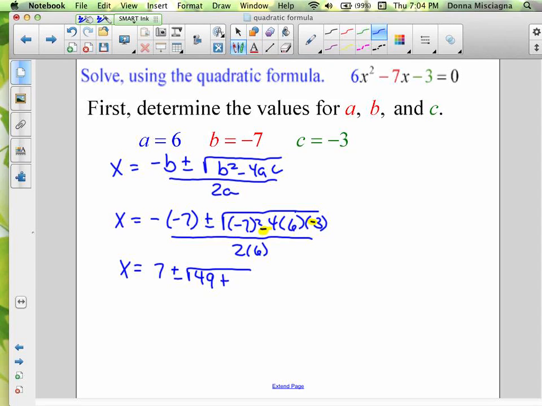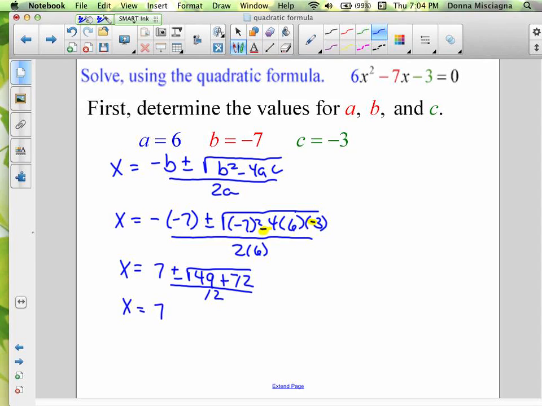So that's going to be plus. 4 times 6 is 24, times 3 is going to be 72. Wait, I did that too fast. 24 times 3 is going to be 72, yeah. I didn't trust myself. All divided by 12.